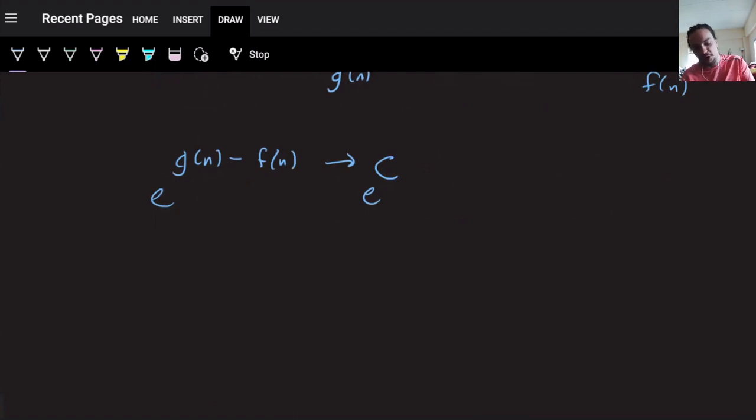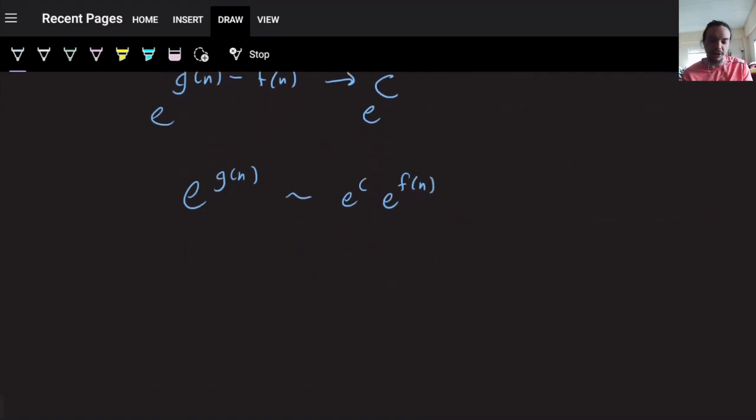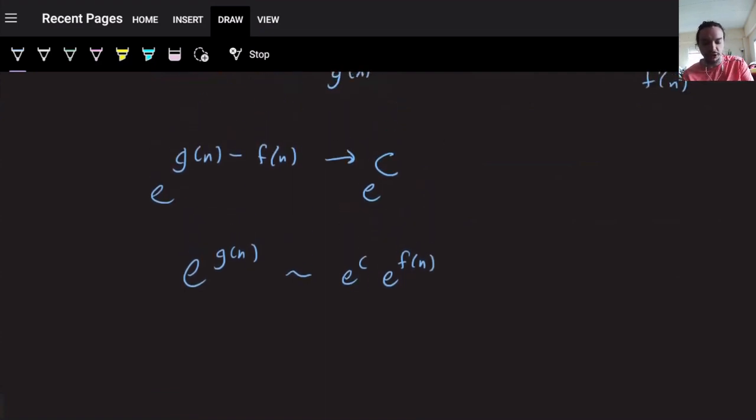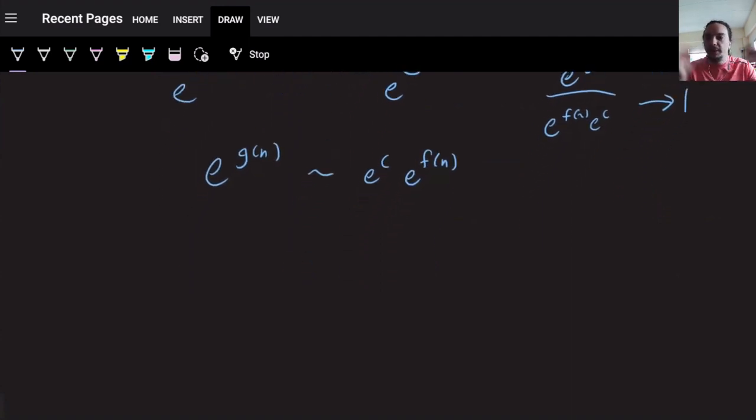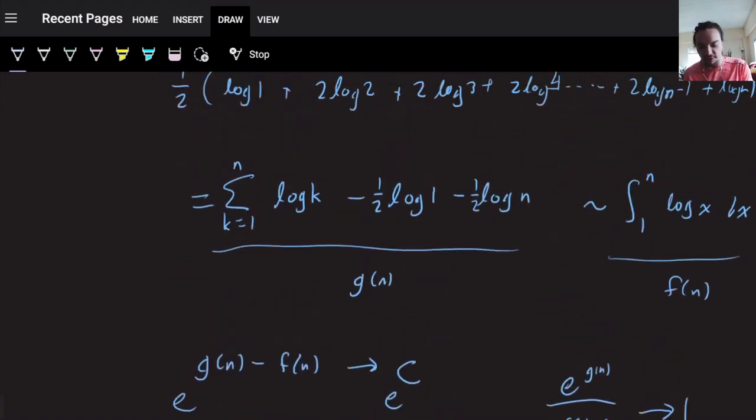And so now I can multiply both sides by e to the f of n, and I get that e to the g of n is twiddle e to the c times e to the f of n. Again, the better way to do this is to divide to pull out the f of n. You get that e to the g of n over e to the f of n, e to the c is going to 1. So then you know that e to the g of n is twiddle e to the c times e to the f of n. Okay, why am I dealing with e's here? So that I can take the exponent of both sides.